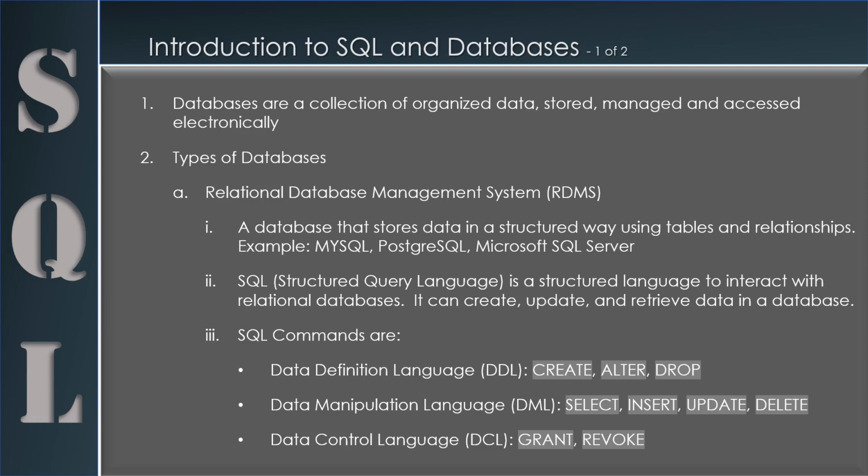Lastly, we have the data control language, which includes grant and revoke. Grant is used to give access privileges to specific users, while revoke is used to remove access privileges from specific users. To summarize, RDMS is a type of database that uses tables and relationships to store data in a structured way, while SQL is a language used to interact with RDMS. The three types of SQL commands are DDL, DML, and DCL.